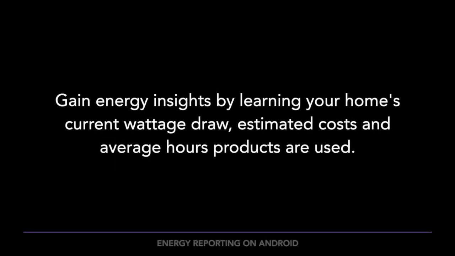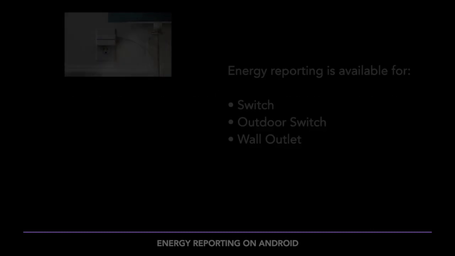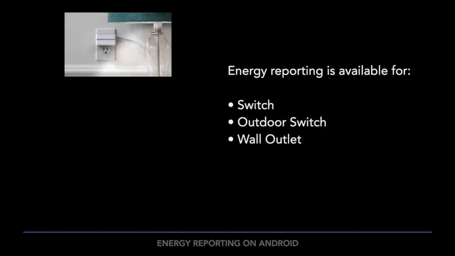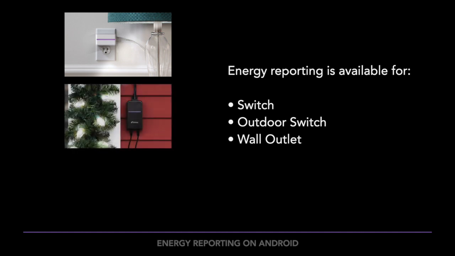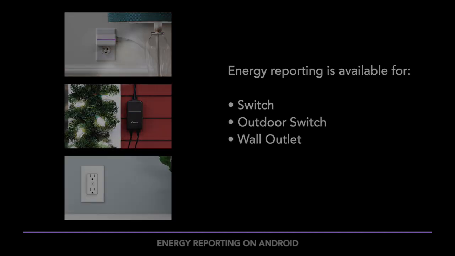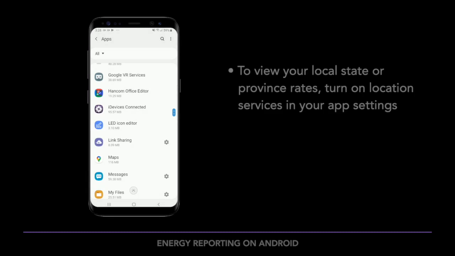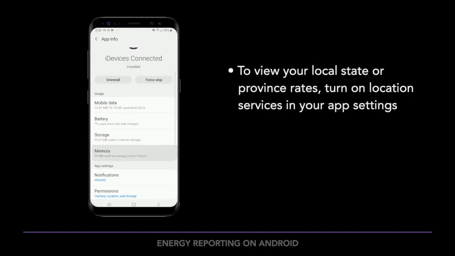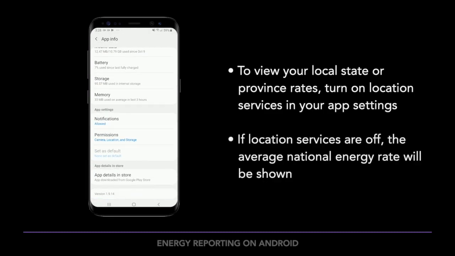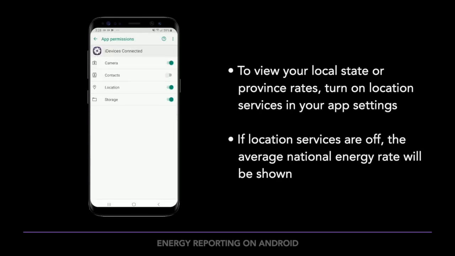The iDevices Connected app provides you with insights into your home's energy usage by showing the wattage draw, estimated cost, and average hours products are used. The energy reporting feature is available for the iDevices switch, outdoor switch, and wall outlet. When location services are enabled in your OS settings, the app will show your local state or province rates. If location services are not enabled, the national average will be shown.